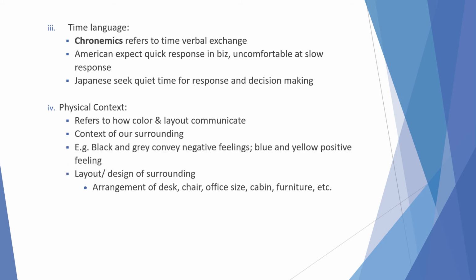in the context of our environment. For example, black and gray convey a negative feeling, and blue and yellow a positive feeling. Layout and design of the surroundings is concerned with the arrangement of the desk, chair, office size, cabin, furniture, etc. Next we have haptics. So it is about touch language.